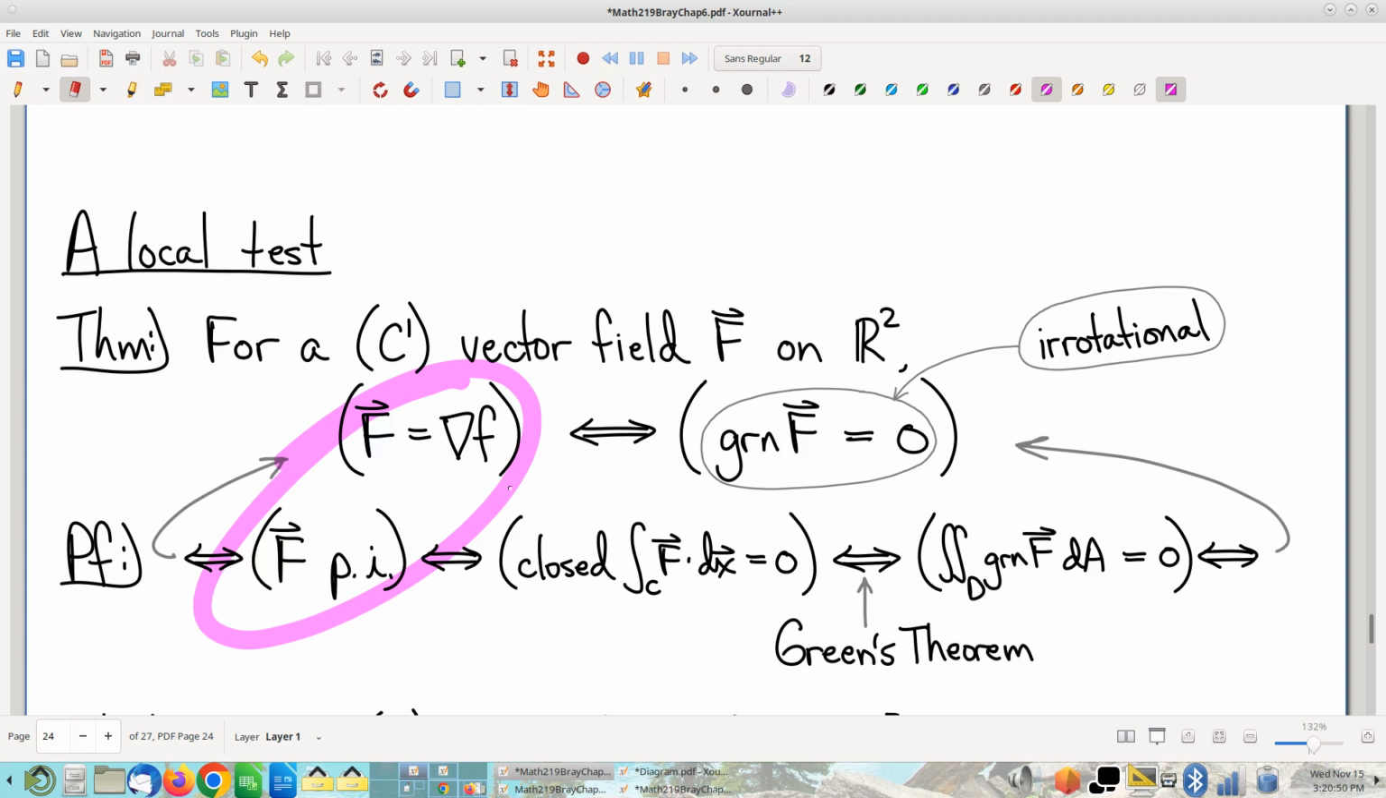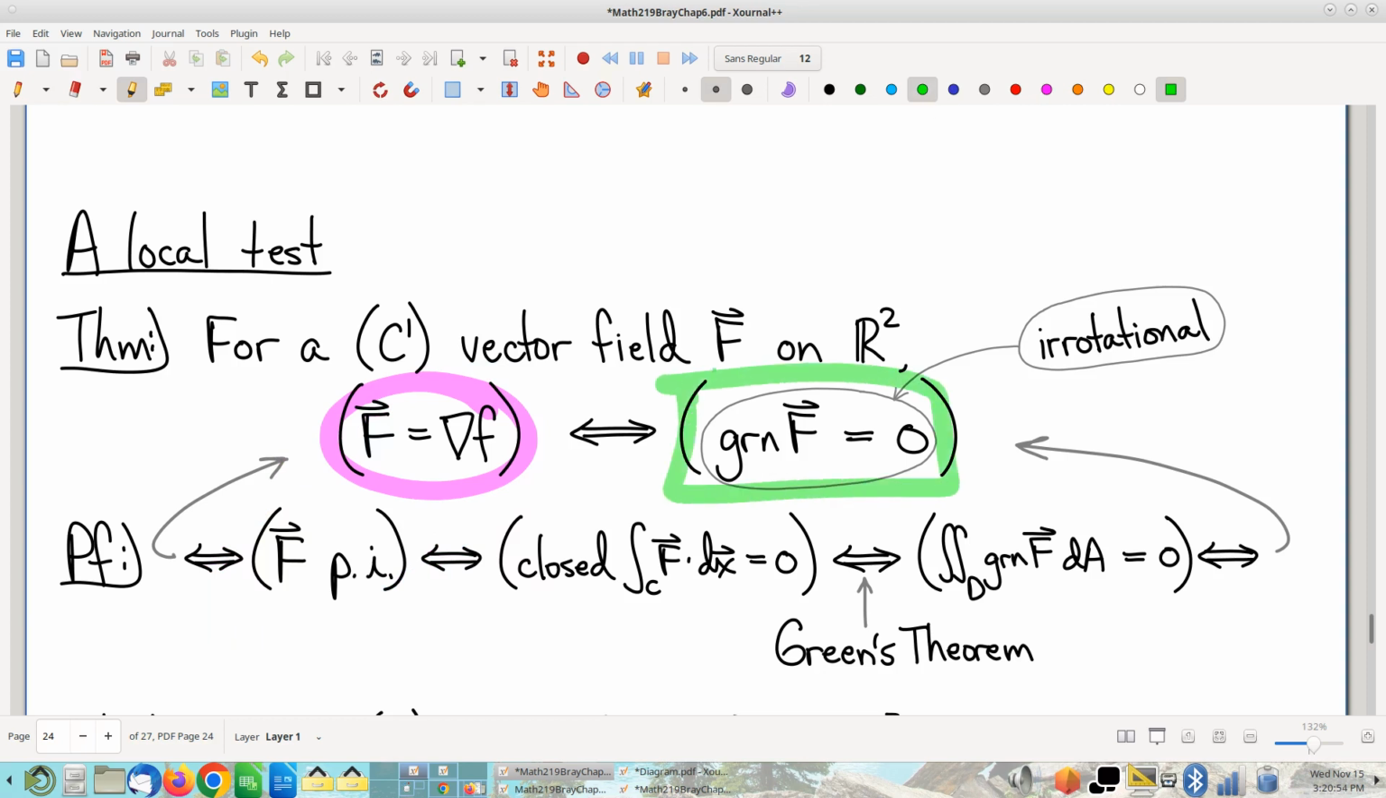So what is that local test? What I'm going to call the local test is right here. It says, compute Green's operator and see if you get zero. If you do get zero, then that is a gradient of something, regularity issues aside; we don't want to worry about regularity issues. And if you don't get zero, then it is not a gradient of anything. So don't try to find the anti-gradient. It doesn't exist. So again, important to know which of these is the case. And Green's operator is the test that does it.